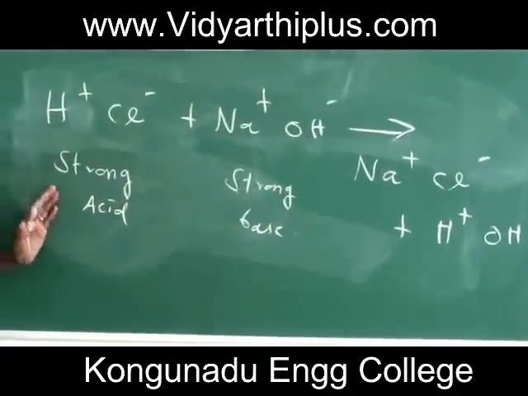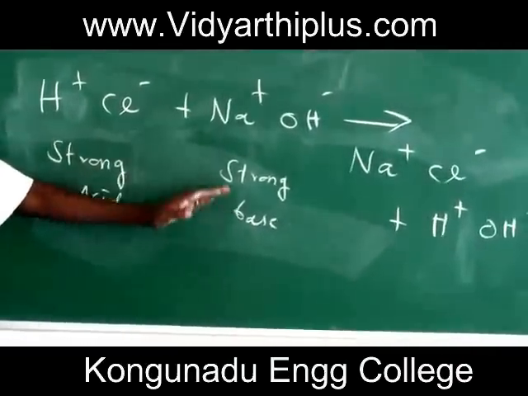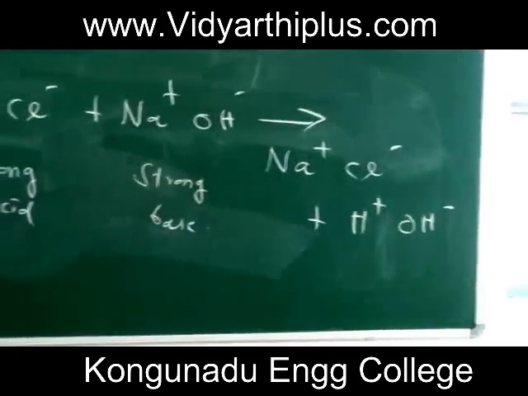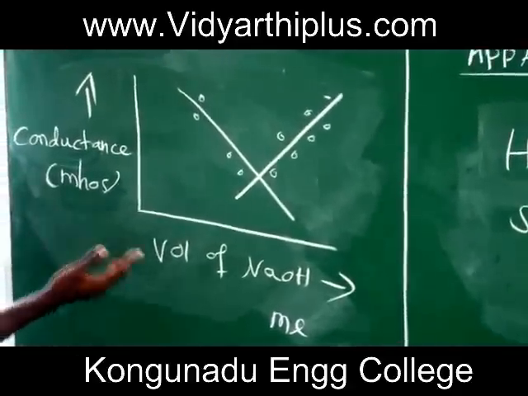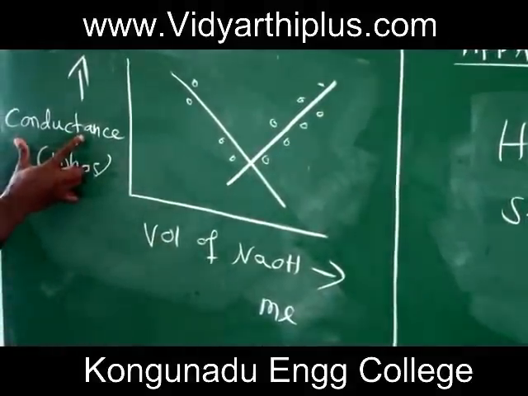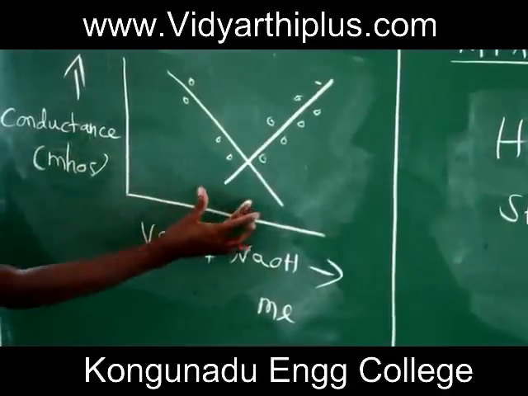HCl, which is a strong acid, reacts with the sodium hydroxide, which is strong base, to give sodium chloride and water. We plot the conductance value by taking volume of NaOH on the x-axis, conductance on the y-axis. We are getting a graph like this.